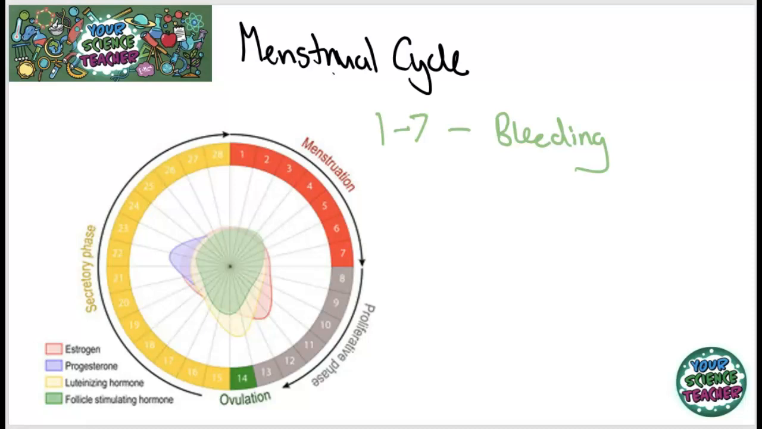Now, as we go to day 8 and bleeding starts to stop, from days 8 to 13, you will notice one of the hormones starts to increase in its level, and that is estrogen. And what this estrogen increase does is it starts to build up the lining in the uterus.